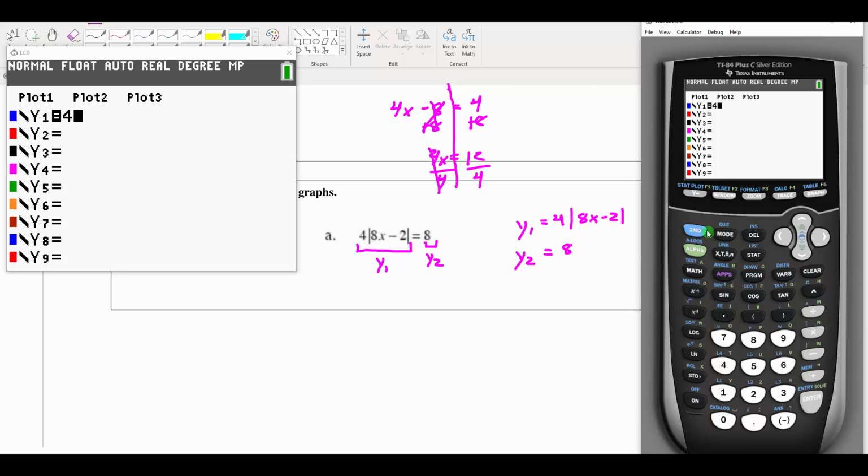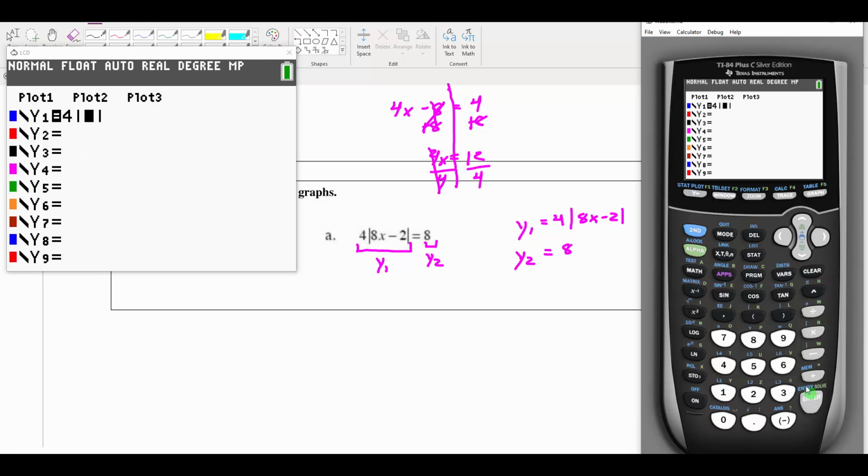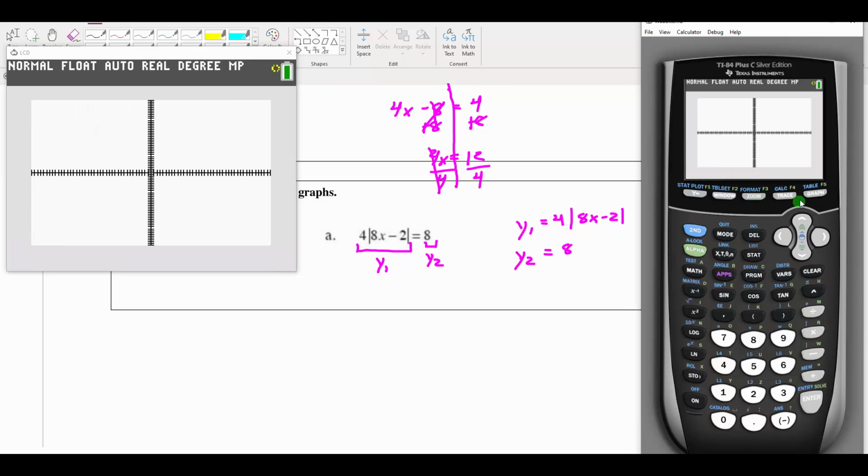Now to get an absolute value bar, you've got to hit second 0. It'll bring up this catalog, and the very first option is this ABS thing here. So when I hit enter, it'll enter in an absolute value bar. All right, so I'm going to put in my 8x minus 2. So there's my left-hand side. Now here in y2, I'm just going to put an 8, hit enter, and then I'm going to graph. Remember, I'm still zoomed out a little bit, so I can zoom back in if I need to.